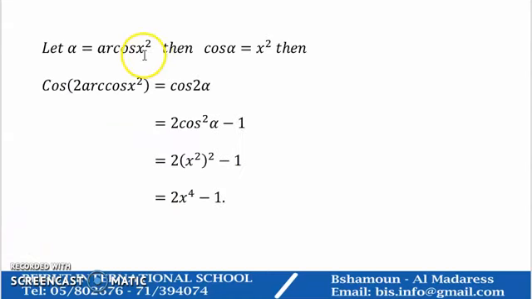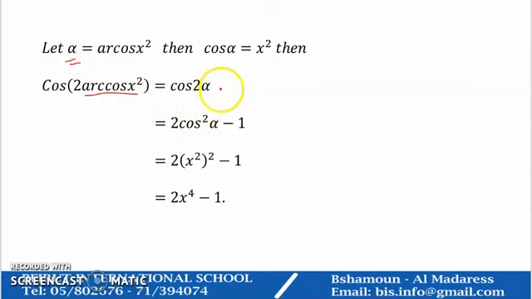Let alpha equal arccosine of x squared. Then we take cosine of alpha, and we obtain cosine of alpha equal cosine squared of arccosine of x, which equals x, since cosine of arccosine of x equals x. I replaced arccosine of x squared, as I said, by alpha.